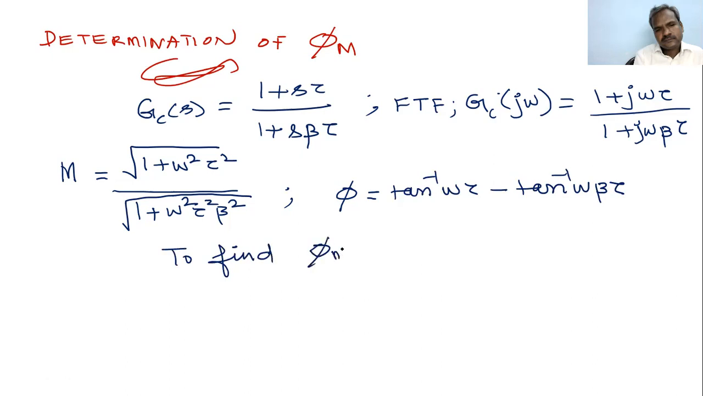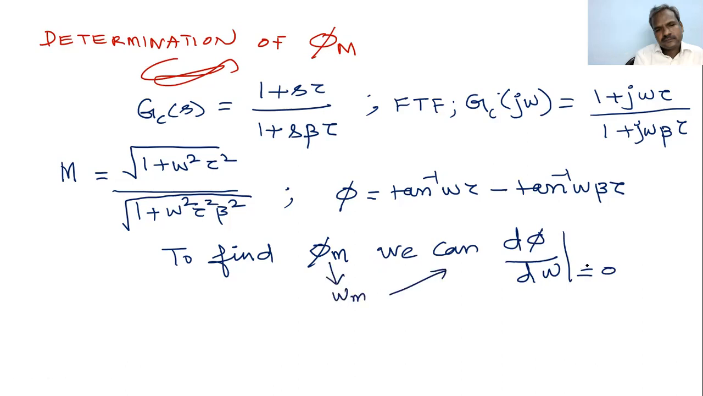To find the maximum phase phi m, we can differentiate phi with respect to omega and equate to 0. From this we can find omega m. This will give the value of omega m. So this is one method.